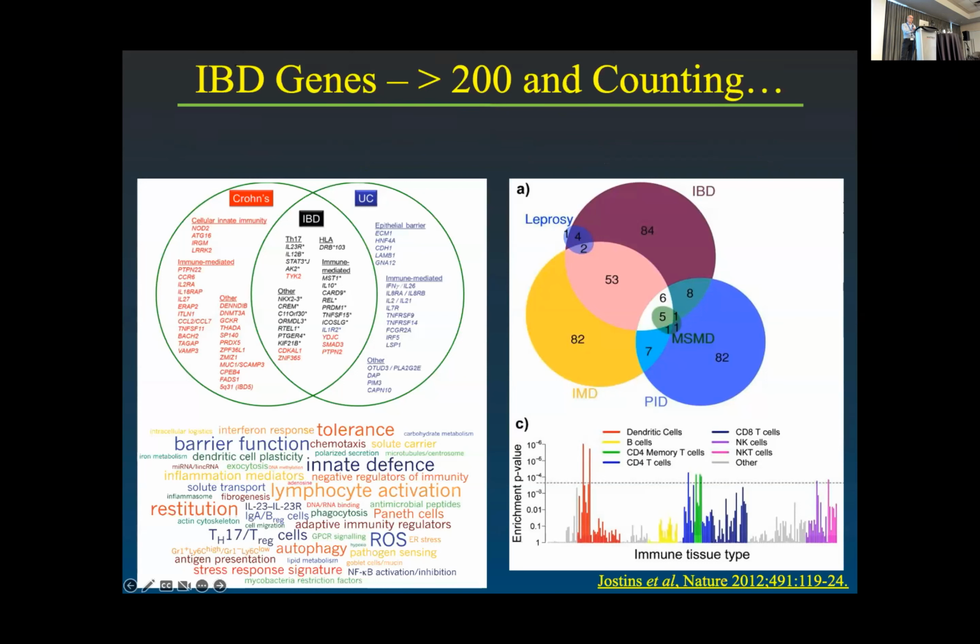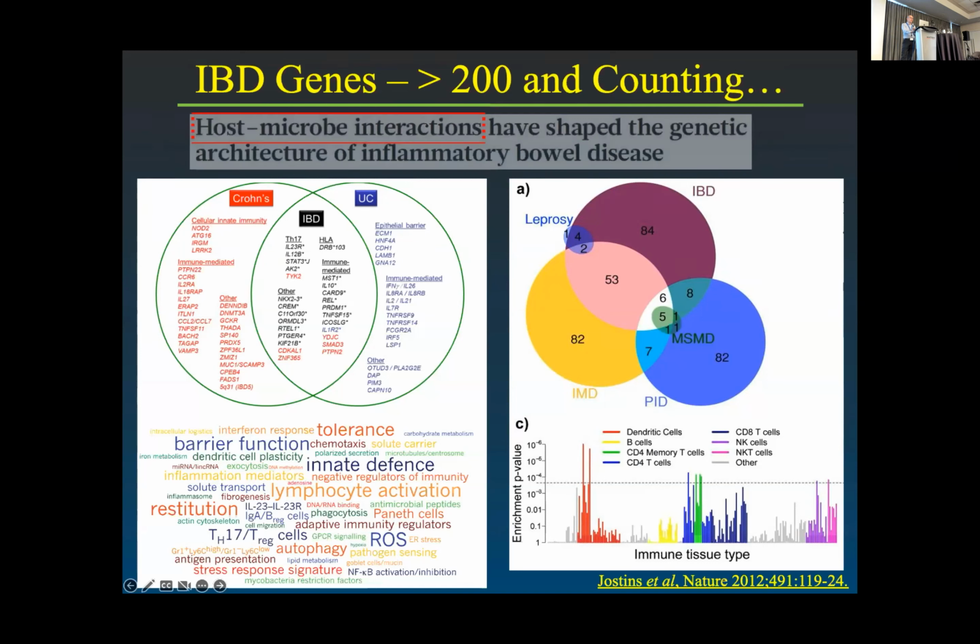This is a seminal paper from a decade ago that identified at that time 163 genes that were correlated with the risk of developing IBD. The number is now above 200, but this paper was really instrumental in helping us direct our research into the area that I ended up in, and that's the host microbe interaction. And this is taken from the title of that genetic paper, identifying that that's where the issues really are.